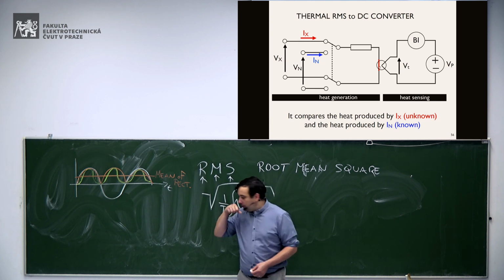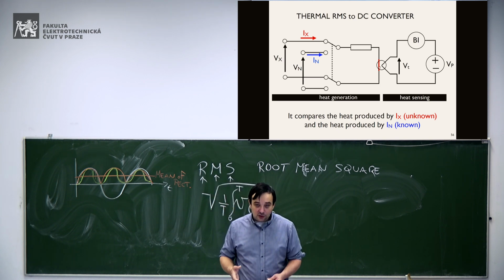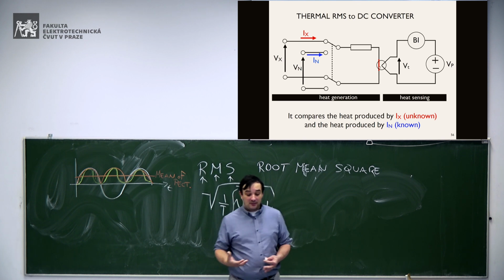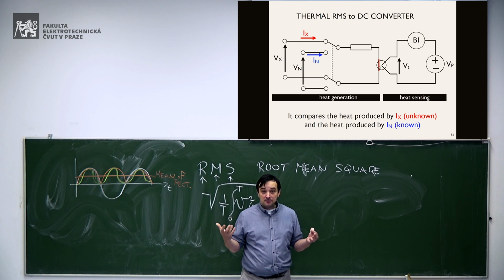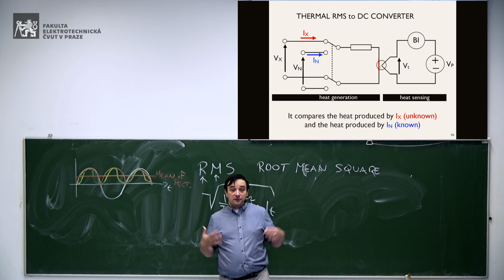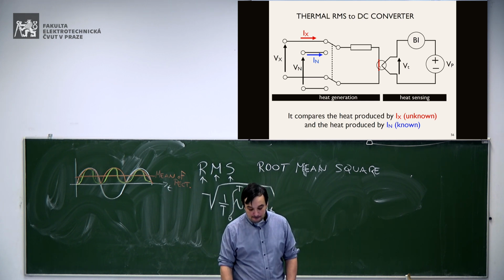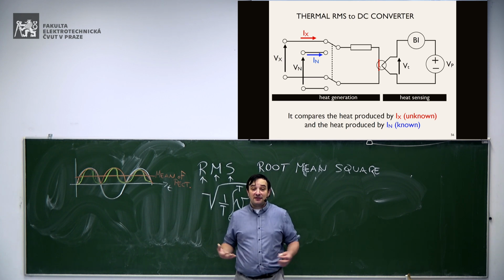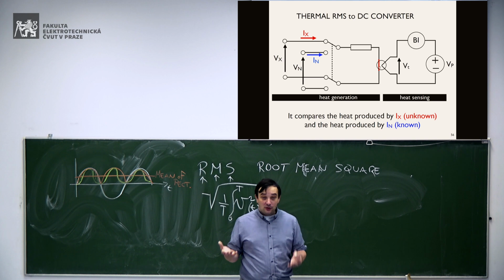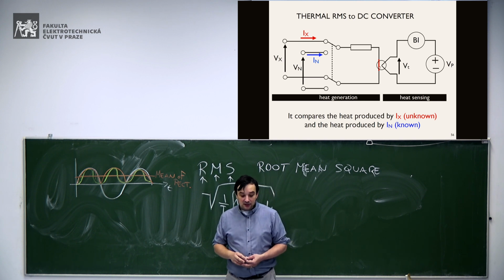On the other side, you have a section where the heat is measured. You have a temperature sensor, for instance a thermocouple, which generates a voltage Vt proportional to the heat. Then you have a balance indicator, which is nothing else than a device telling you when two voltages are the same, and the generator Vp. So what do we do?